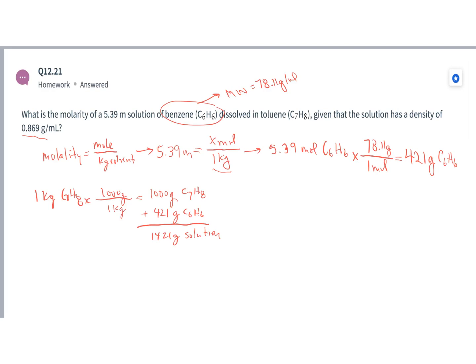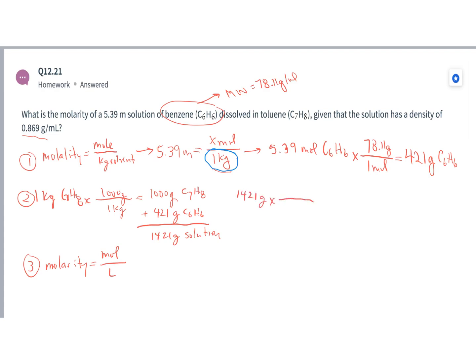And this is important because in the molality calculation, we just need the mass of the solvent. So I could say, arbitrarily, I've got 1 kilogram of toluene, and that works for that first calculation. For the second calculation now, we need to find the total mass of the solution, because when we calculate our molarity, that is moles per liter. So I need to find the total volume of the solution. Well, now I know the total mass. The total mass is 1,421 grams.